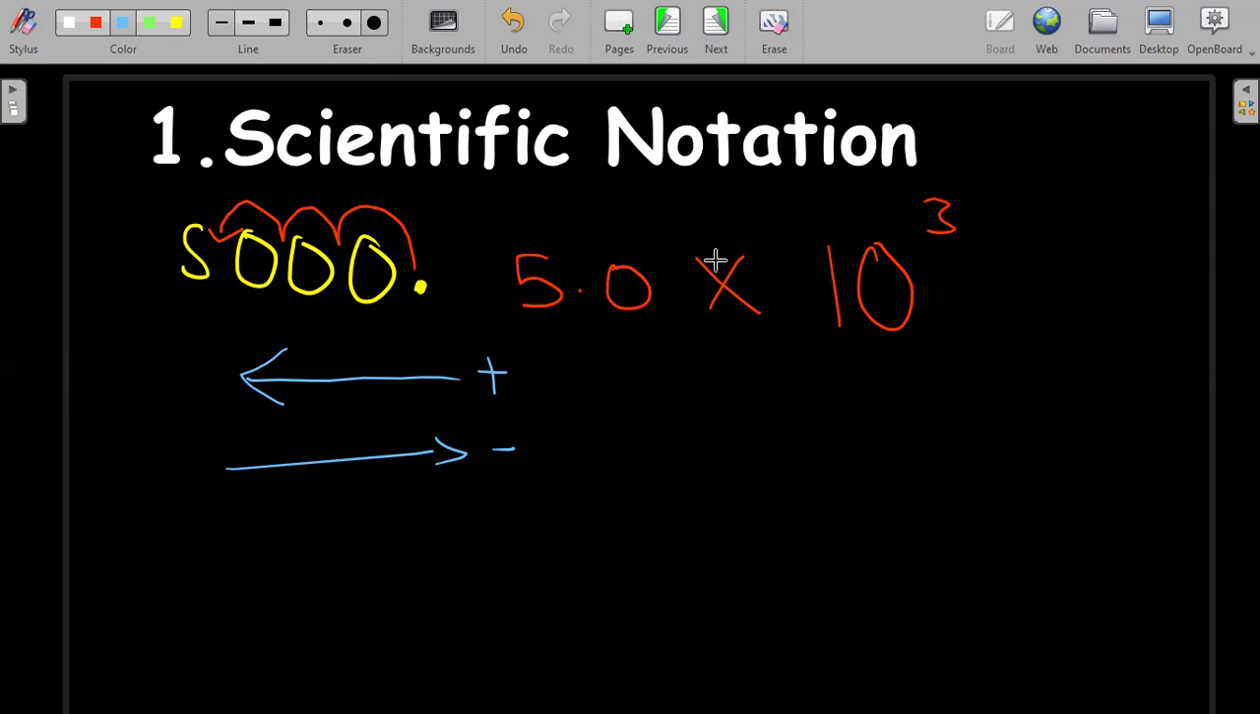Now we've expressed this number in scientific notation. If you want, you can erase this 0 here and just write 5 times 10 to the power 3. That's how we convert from the normal form to scientific notation. Again, you can also be asked to convert from scientific notation to the normal form. Now let's convert this number to scientific notation.